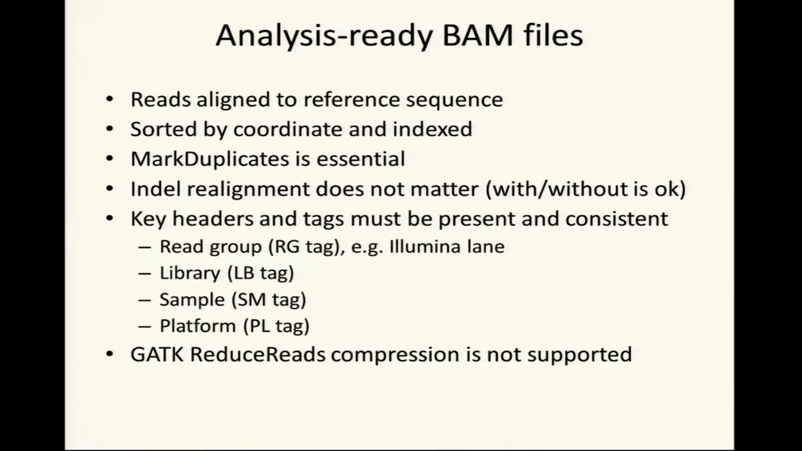Almost all BAM files have this, but it's critical that you have these key tags. You have to have the read group identified. You have to identify the libraries, the samples, and the platform that the reads came from, whether it's Illumina, for example, or some other platform. We don't support GATK reduced reads compression today, so if you have a reduced BAM, you need the original BAM to run Genome STRiP.